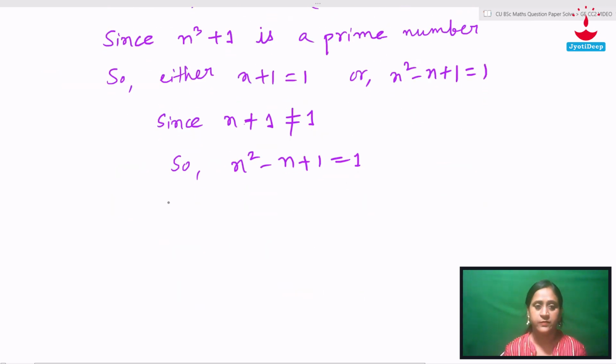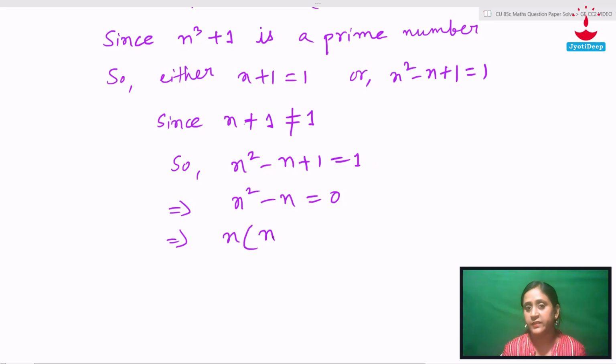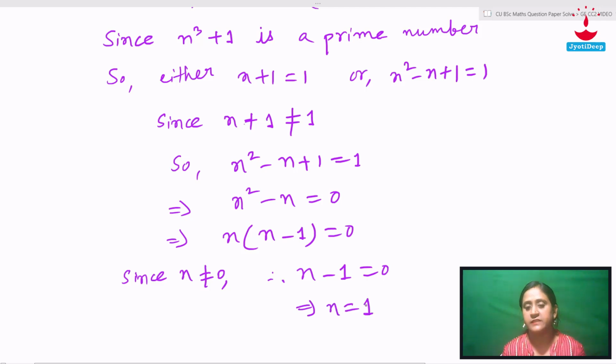Okay, this implies n square minus n is equal to 0, the plus 1 cancels out. This implies n into n minus 1 is equal to 0. Since n is not equal to 0, n minus 1 is equal to 0. This implies n is equal to 1. Proved. Okay.